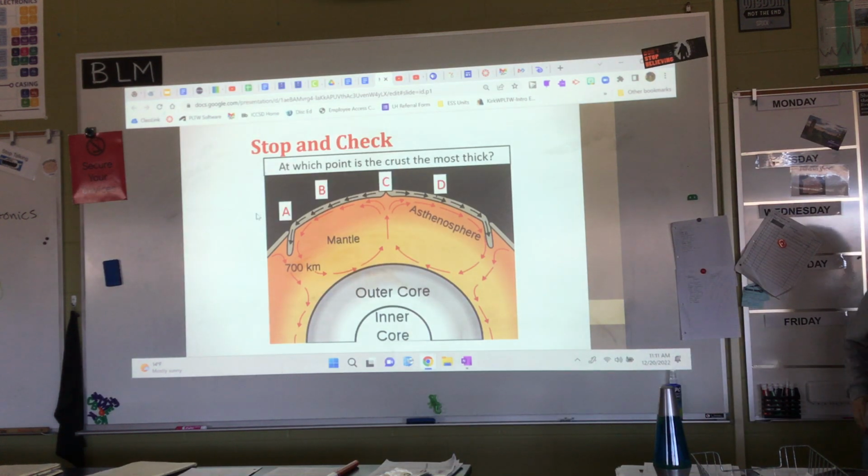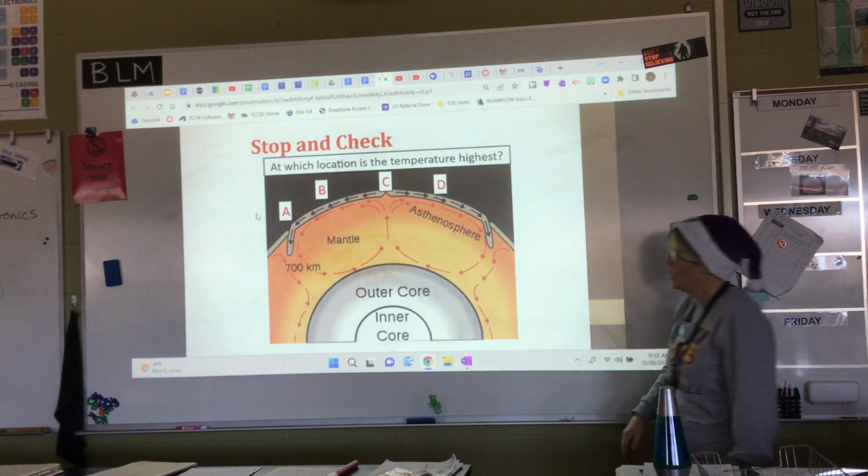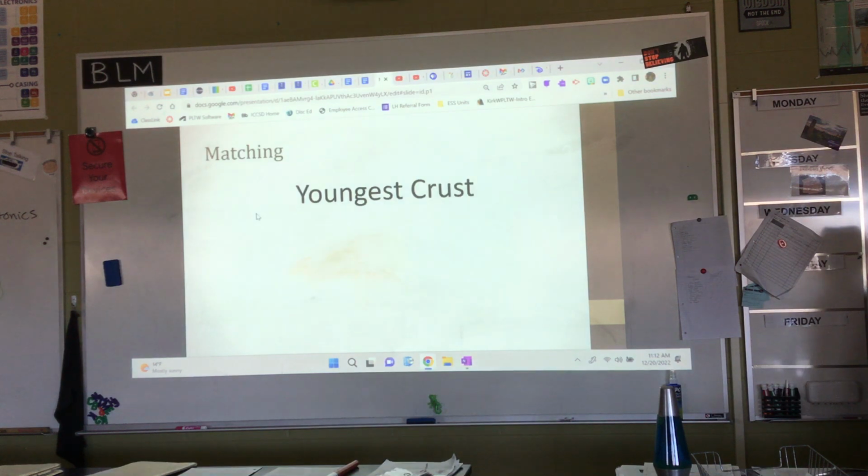Okay, at which point is the crust most thick? A, B, or C? It's actually A. Everybody say A? Yeah, it's A. At which location is the temperature the highest? C, that's right. It's being created right here. Fresh, hot crust.